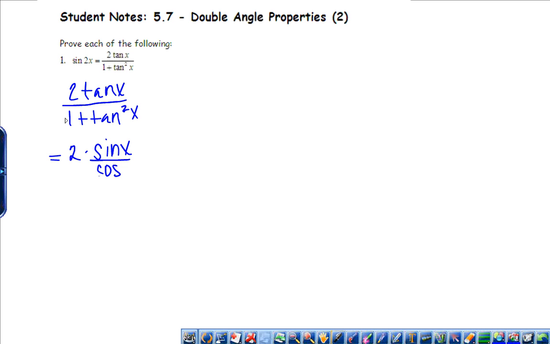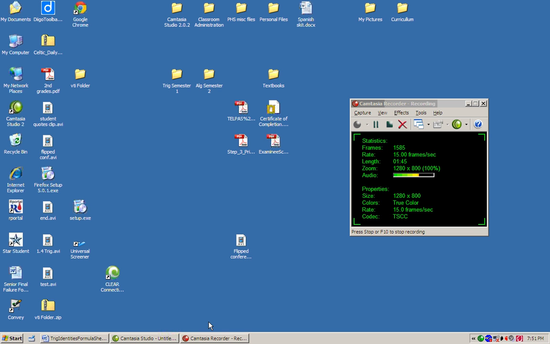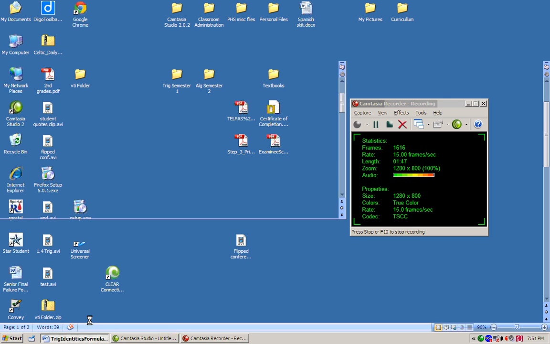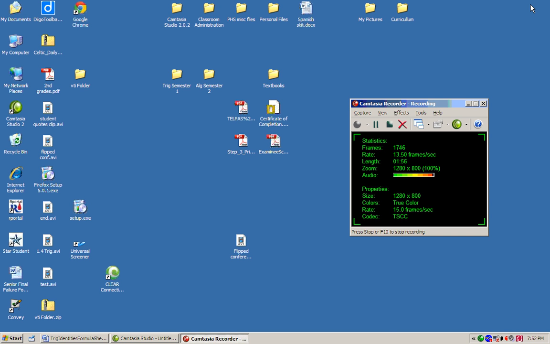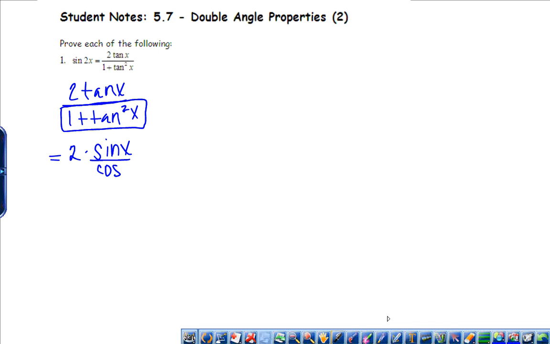The next thing right here. If you remember anything at all, I know it's been a while, but this 1 plus tangent squared, I hope that this looks familiar to you, and I'm going to go back to our sheet. 1 plus tangent squared. Right here, this is a Pythagorean identity. You don't use this a lot, but since it's there, I'm going to go ahead and use it. So that is equal to secant squared.